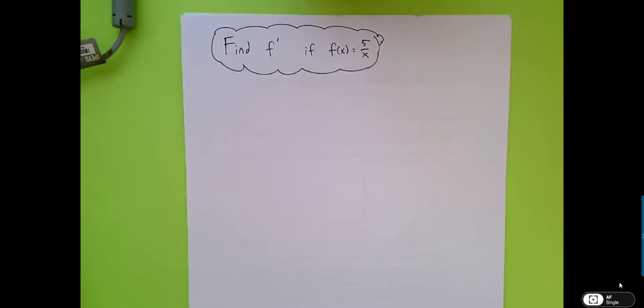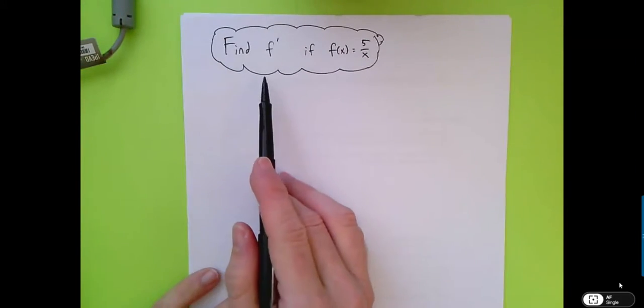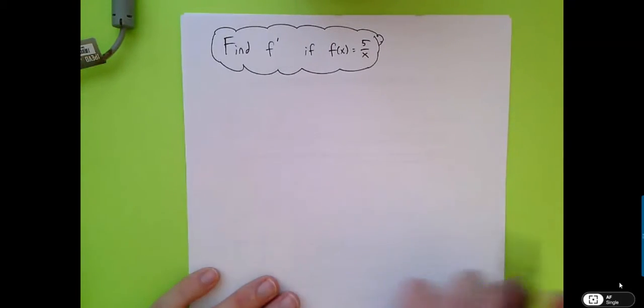Hi, Calc students. I noticed a whole bunch of you didn't do this problem correctly on the last homework, so I just wanted to go over it super fast, and then maybe give you one more to practice. So the problem was find the derivative if f of x is 5 over x.